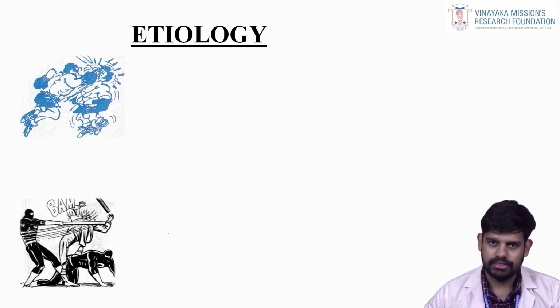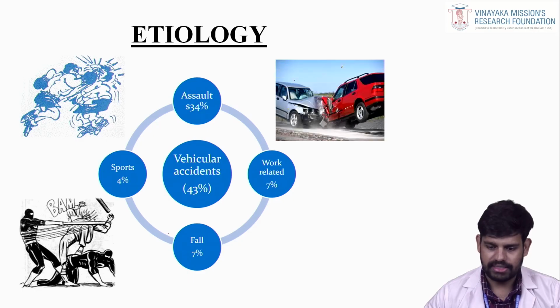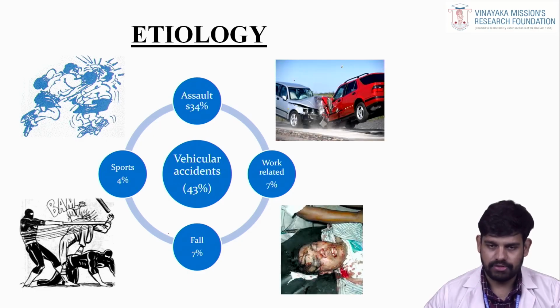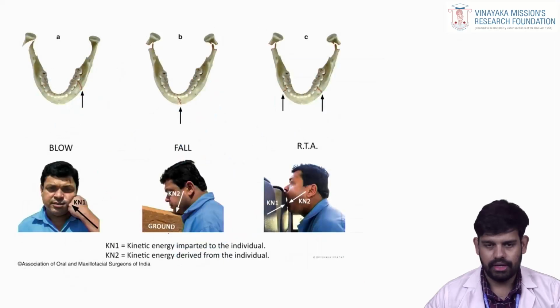The most common is RTA, that is road traffic accident, followed by sports related, contact sports like boxing, hockey, football, basketball, and assaults, like getting hit by another person, or fights. Those things will also result in mandibular fracture. And fall from height, if anyone falls from a tree or a building, this will also lead to facial fractures, especially the mandible.